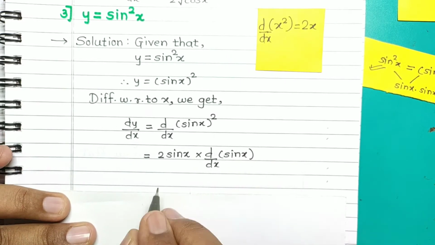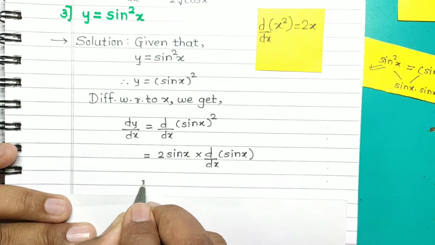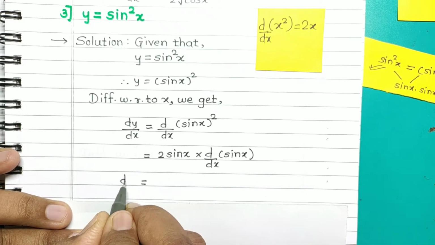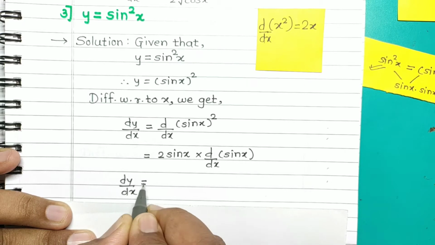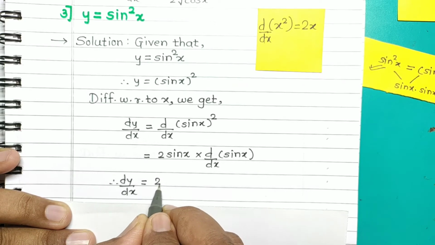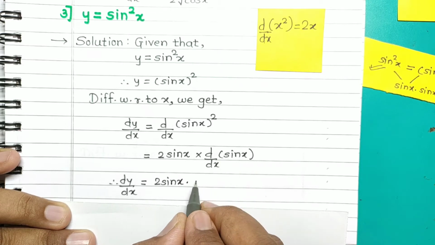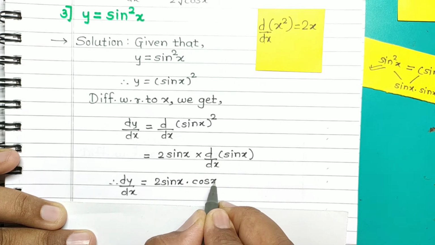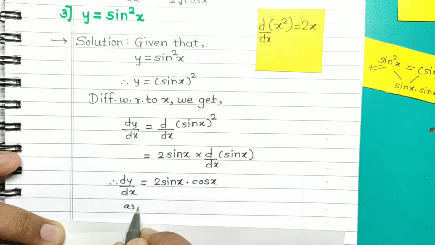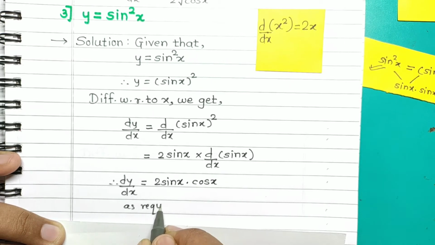Okay. And this is in standard form. So finally we have dy by dx is equal to 2 sin x into derivative of sin x, which is cos x, as the required derivative.